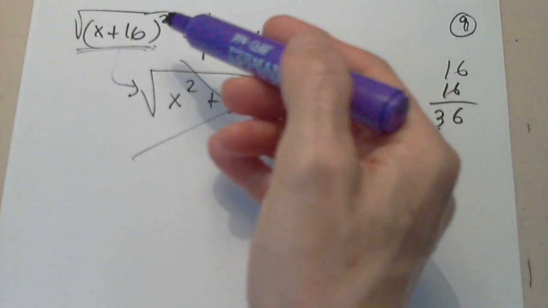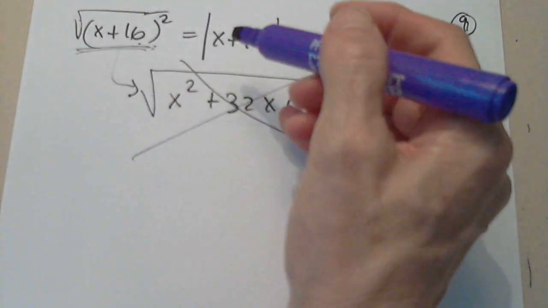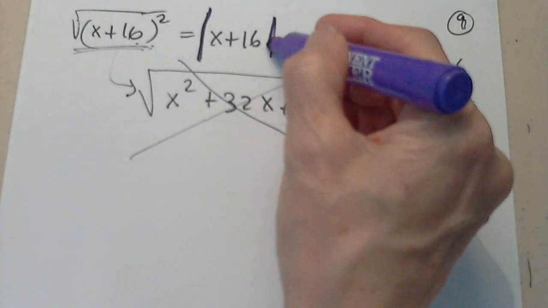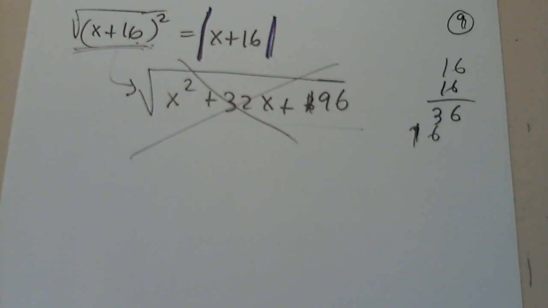So in this case, it's already factored. 2 over 2 is 1. But because the answer could be negative, I have to use absolute value bars. If the answer were x plus 16, everything to the 4th power, I didn't need to. So this is x plus 16. Do not fall into the trap of taking the square root of 16 or who knows what else. It's not possible.